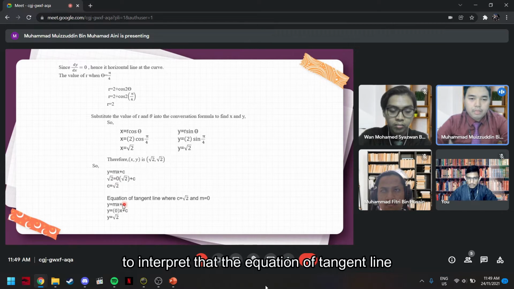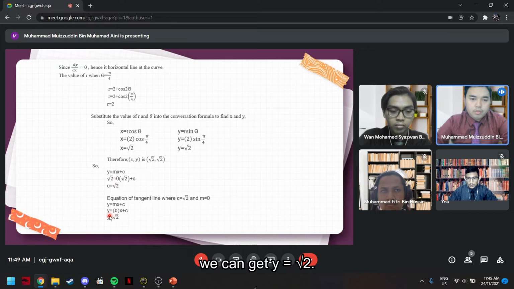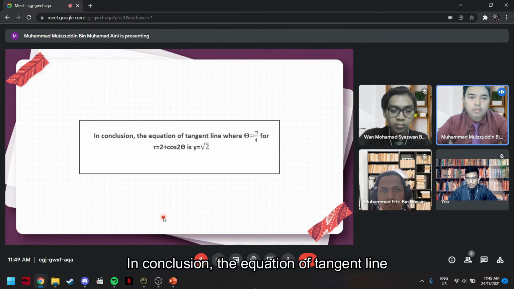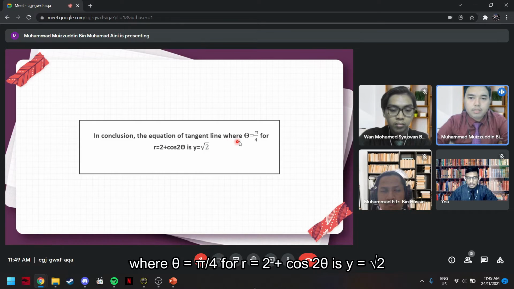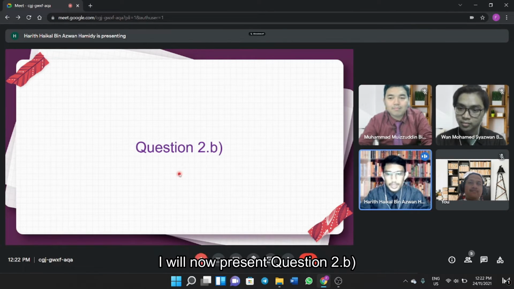To interpret that, we must find the equation of the tangent line where c is sec 2 and m equals 0. In this formula, we can get y equals sec 2. In conclusion, the equation of the tangent line where theta equals pi over 4 for r equals 2 plus cos 2 theta is y equals sec 2. Thank you. I will now present question 2b.